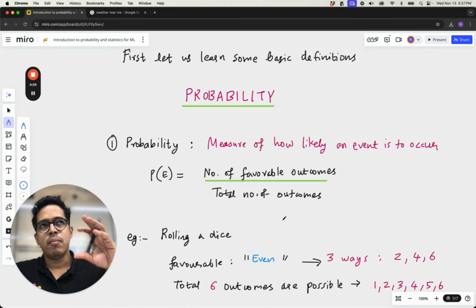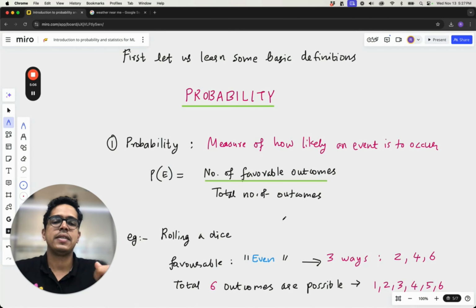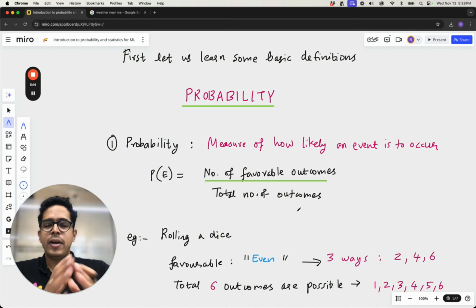Most of these things you will already be familiar with, but I want you to stick with me, because once we come to statistics, there are some interesting insights that I want to share, which you may not have thought of earlier. So probability is literally a measure of how likely an event is to occur.